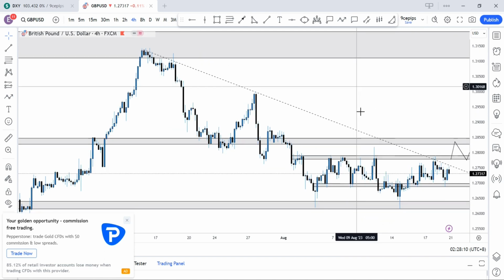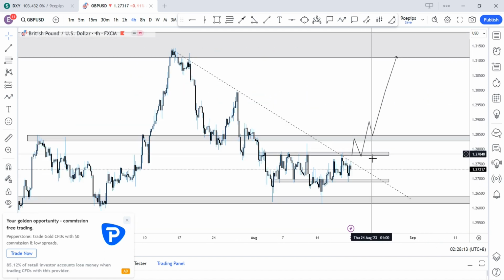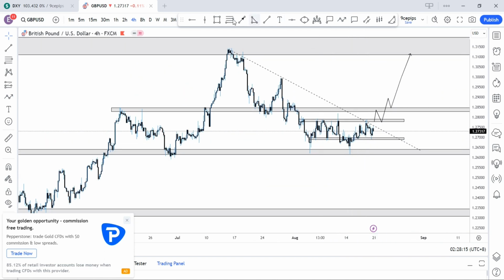All right, so this is my basic view. This is my best bias on pound USD. Other than that, the market is not really offering anything. I'm just looking to sell.